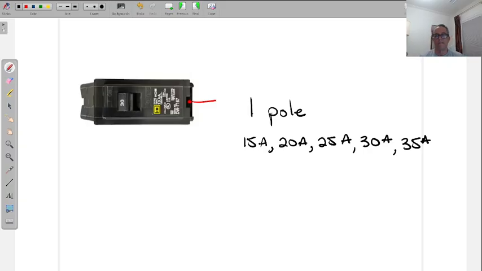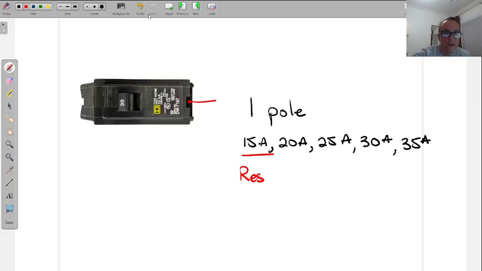You say those are for just residential, right? The 15 is only for residential. You're only allowed to use 15 in residential. Commercial buildings and industrial buildings, 20 amp and above. And this has more to do with the wire, the number 12, versus the breaker itself.